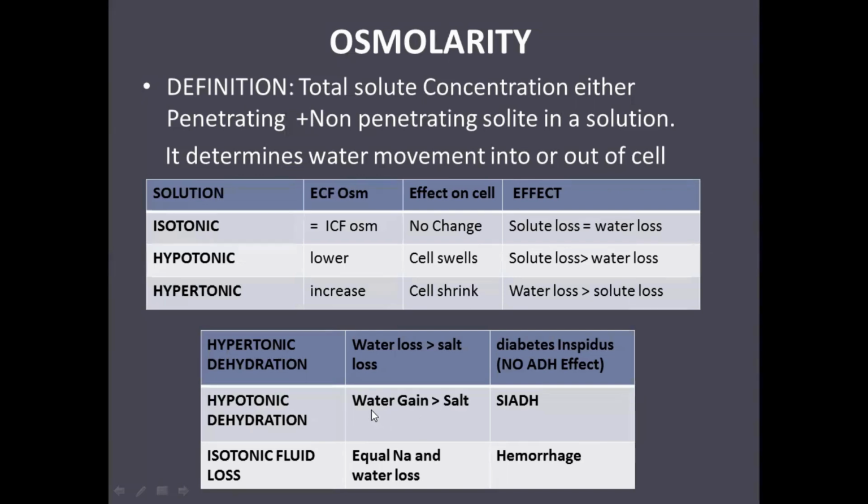So in that condition of the syndrome of inappropriate ADH, water gain is more compared to the salt. So in that case, the osmolarity of our plasma is low, hypotonic. However, the osmolarity of our urine is high because all of the water that was in the lumen is now absorbed. What is left behind in the lumen is solute. So it will increase the osmolarity of urine.